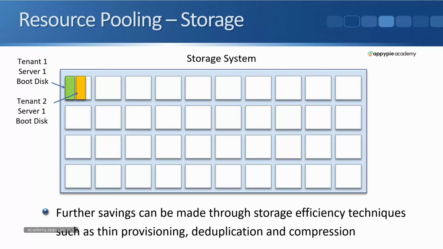I can also do deduplication, where if I've got duplicate data on the storage system, I can just keep one copy of it and I can remove the duplicate copies. That gives me more storage space. And I can also do compression, where I can get rid of repeating strings or white space in my data.